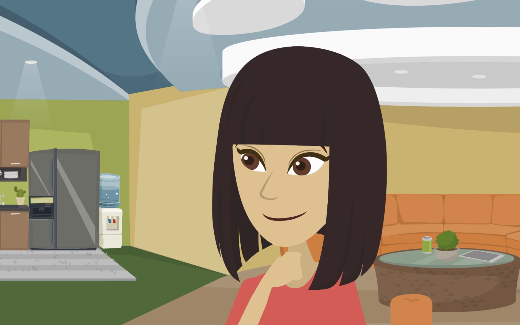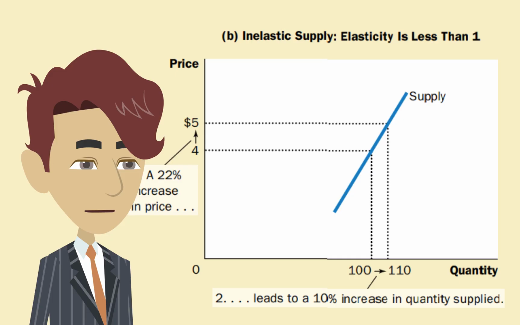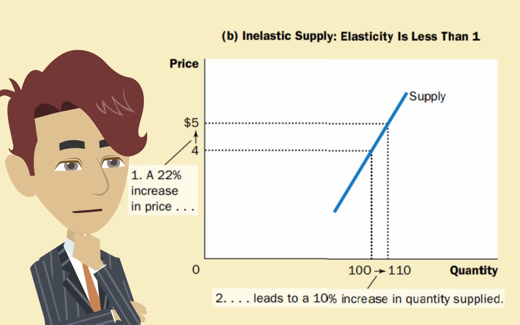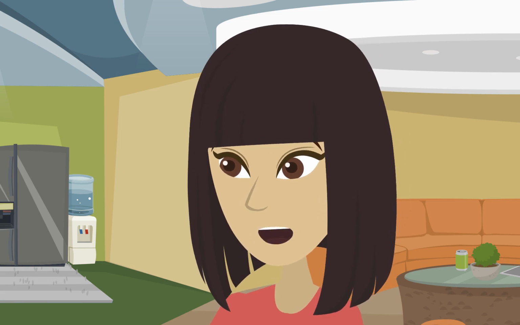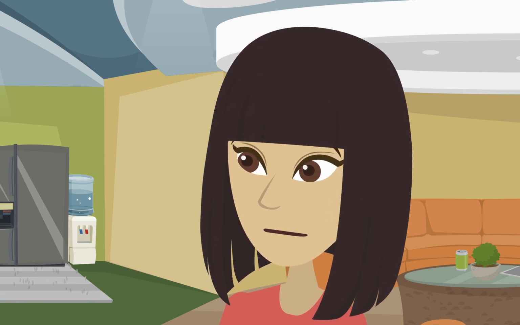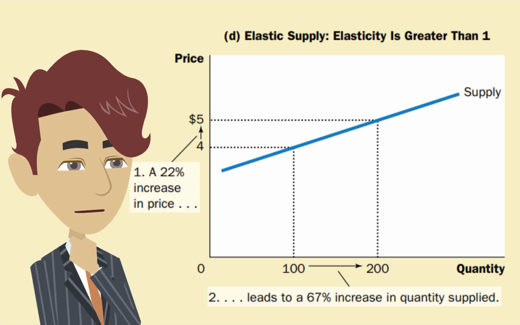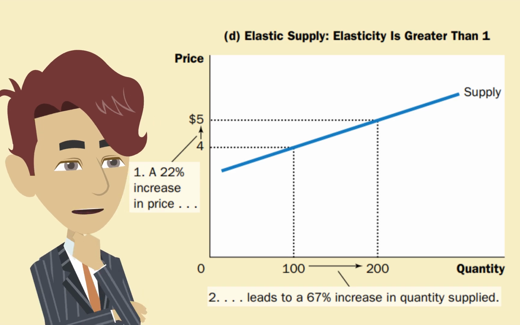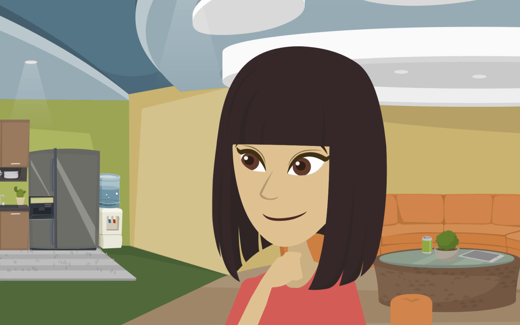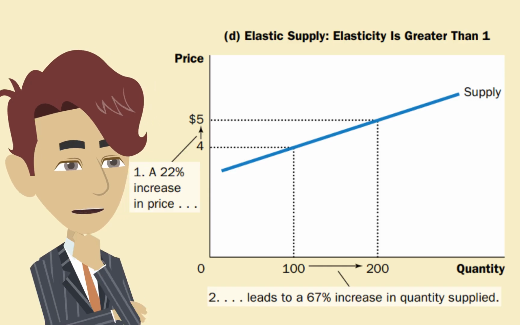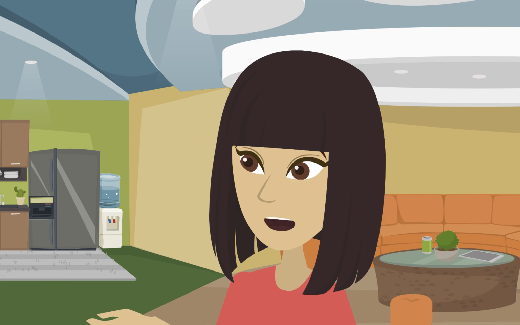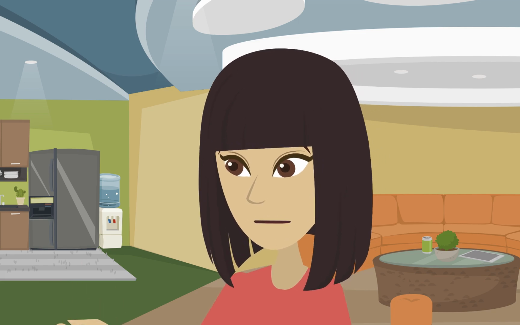For example, when firms have idle production capacity, they can respond quickly to price increases. So, when prices rise, firms can start using that idle capacity? Exactly. For instance, if the price goes from $3 to $4, the quantity supplied might increase from 100 to 200, showing high elasticity. And what about when they reach full capacity?